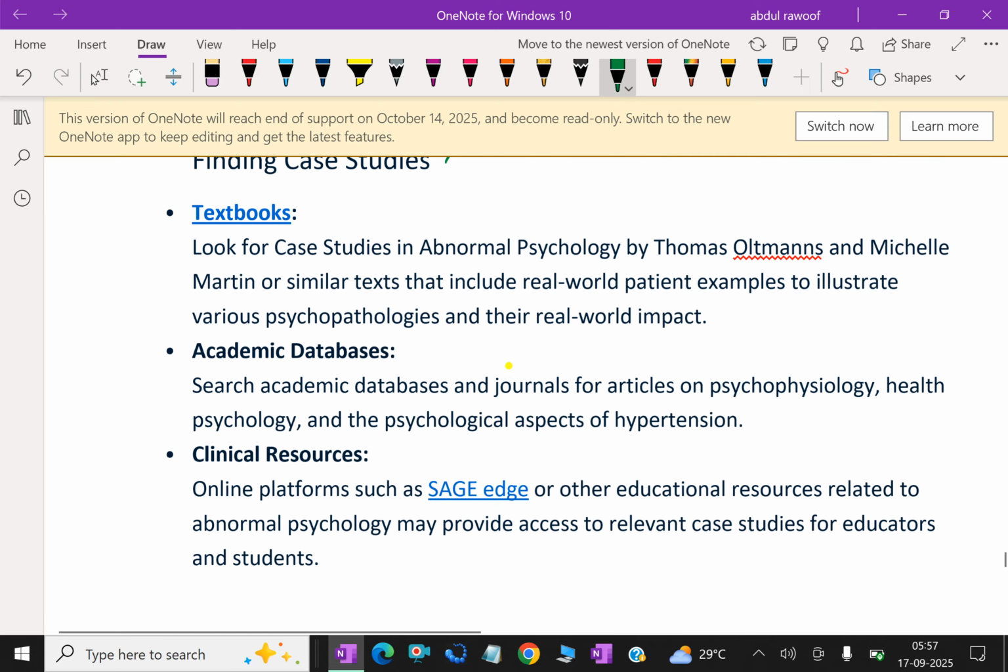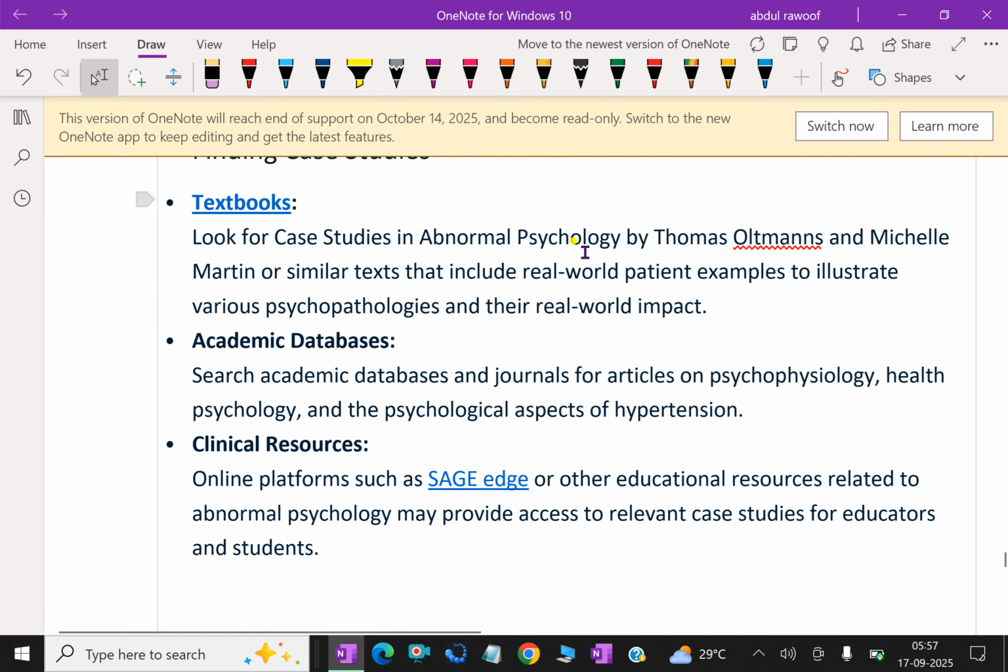Finding case studies. Academic databases. Search academic databases and journals for articles on psychophysiology, health psychology, and psychological aspects of hypertension. Clinical resources. Online platforms such as Sage Edge or other educational resources related to abnormal psychology may provide access to relevant case studies for educators and students.